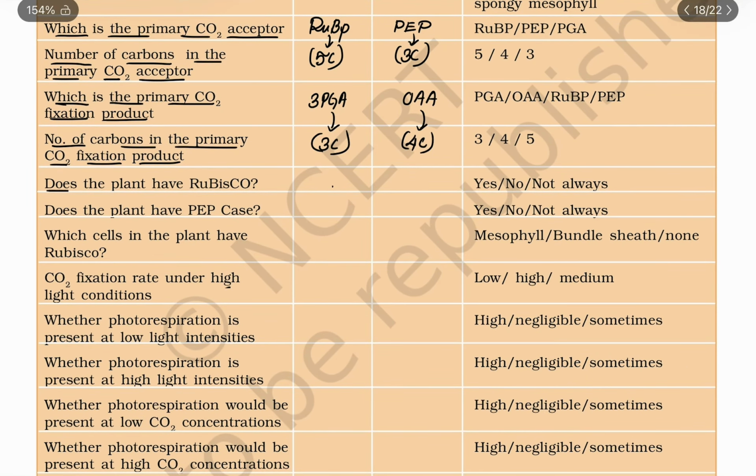Next, does the plant have Rubisco? In C4 plants and C3 plants, both have the Rubisco enzyme. Next, does the plant have PEPcase, that means phosphoenol pyruvate carboxylase? In C3 plants, phosphoenol pyruvate carboxylase is absent, but in C4 plants, phosphoenol pyruvate carboxylase is present.